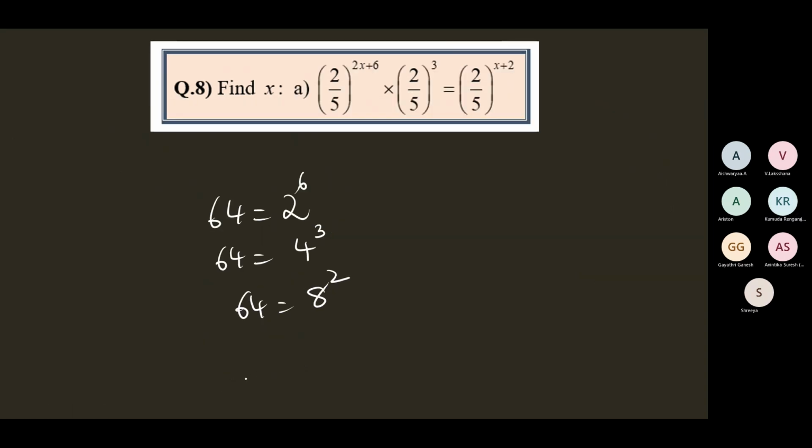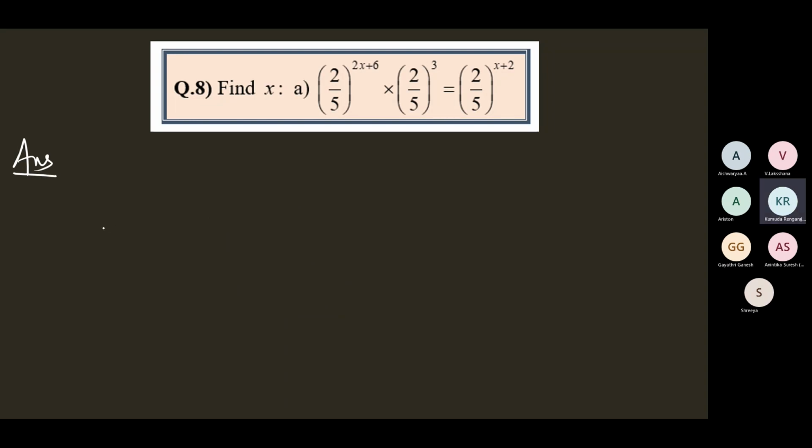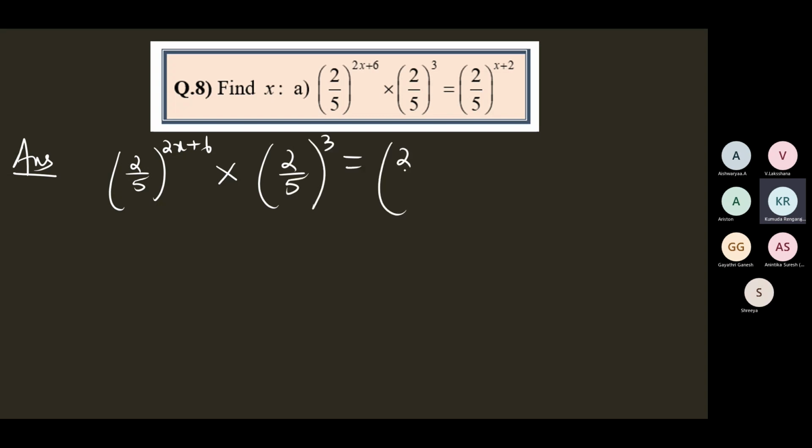Very good, children. Next one. On the left hand side of the equal to sign, we have the same base 2 by 5. See here, what do you have? 2 by 5, the whole power 2x plus 6, into 2 by 5, the whole power 3, is equal to 2 by 5, the whole power x plus 2.